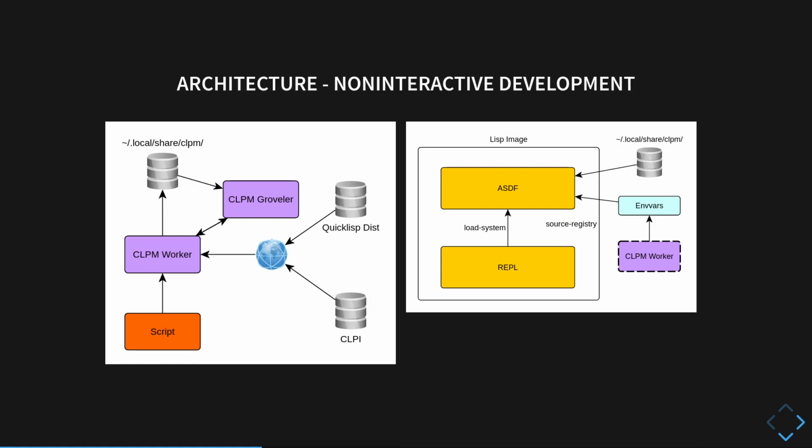While a Common Lisp developer spends most of their time doing interactive development, it is important to consider non-interactive use cases as well. For example, running CI scripts in a clean environment. On the left is how CLPM works during non-interactive resolution and installation. No development image is needed. On the right is how CLPM can be used to non-interactively assemble a Lisp image. The worker simply configures some environment variables for ASDF before spawning a Common Lisp process. The CLPM client is not needed at all in this case.